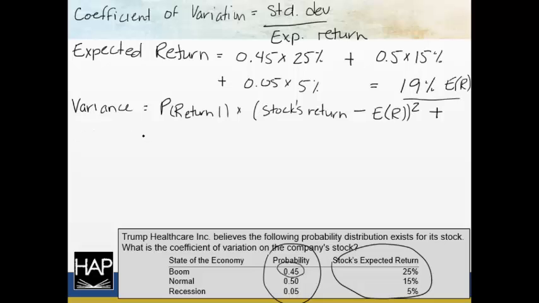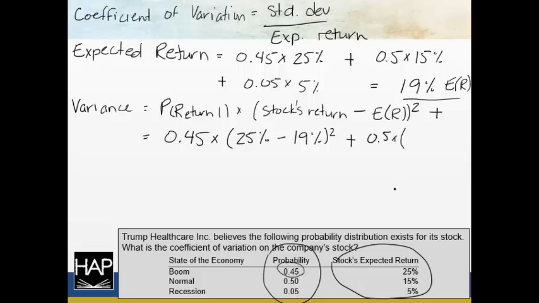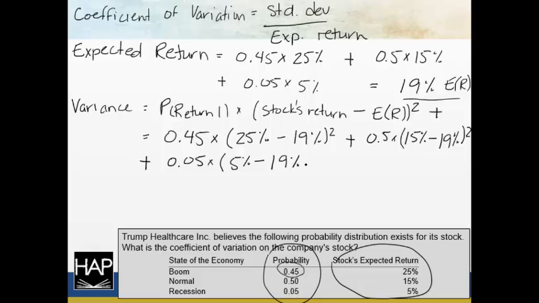So to do that as an example, we'll take the probability of return 1, so the probability of a boom happening, 0.45, multiplied by the stock's return in that boom, 25%, minus the overall expected return of 19%, squared, plus the probability of a normal economy, 0.5, multiplied by the stock's return in that economy, 15%, minus the overall expected return of 19%, squared, plus the recession, which has a likelihood of 0.05, times the stock's expected return in the recession of 5%, minus the overall expected return of 19%, squared.